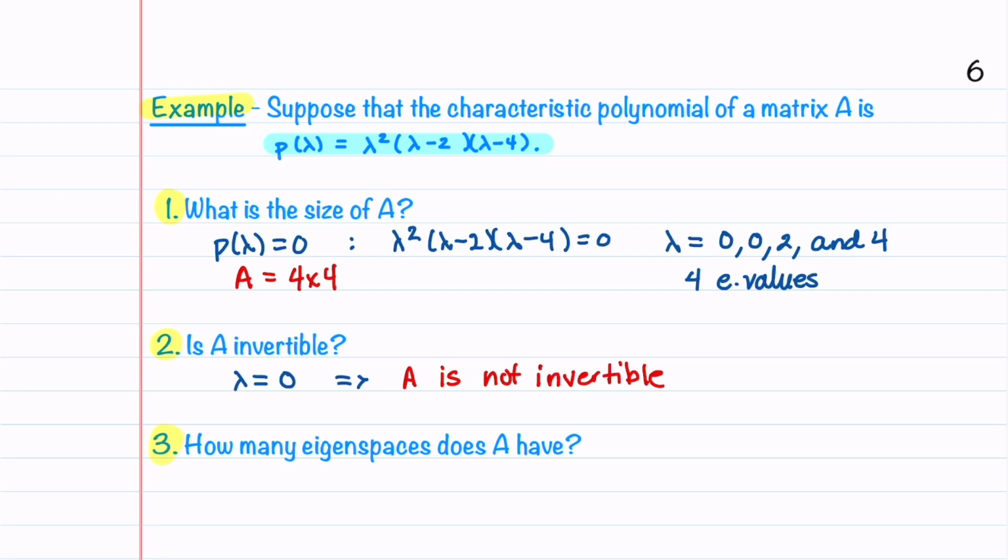Our last question asks us, how many eigenspaces does A have? To answer this question, we're going to have to go back up and look at the eigenvalues of matrix A. Notice that we have 3 distinct eigenvalues. We're going to have an eigenspace for every distinct eigenvalue. So that means that our matrix A has 3 eigenspaces.